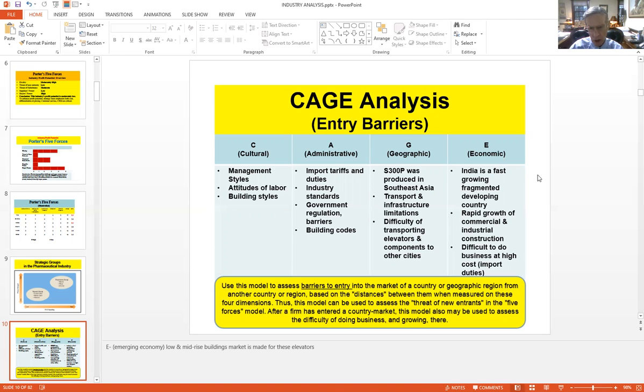Administrative differences have to do with the regulation, paperwork, industry standards, codes in the case of building, but essentially the regulatory environment that we have to deal with when we contemplate moving into a new market.